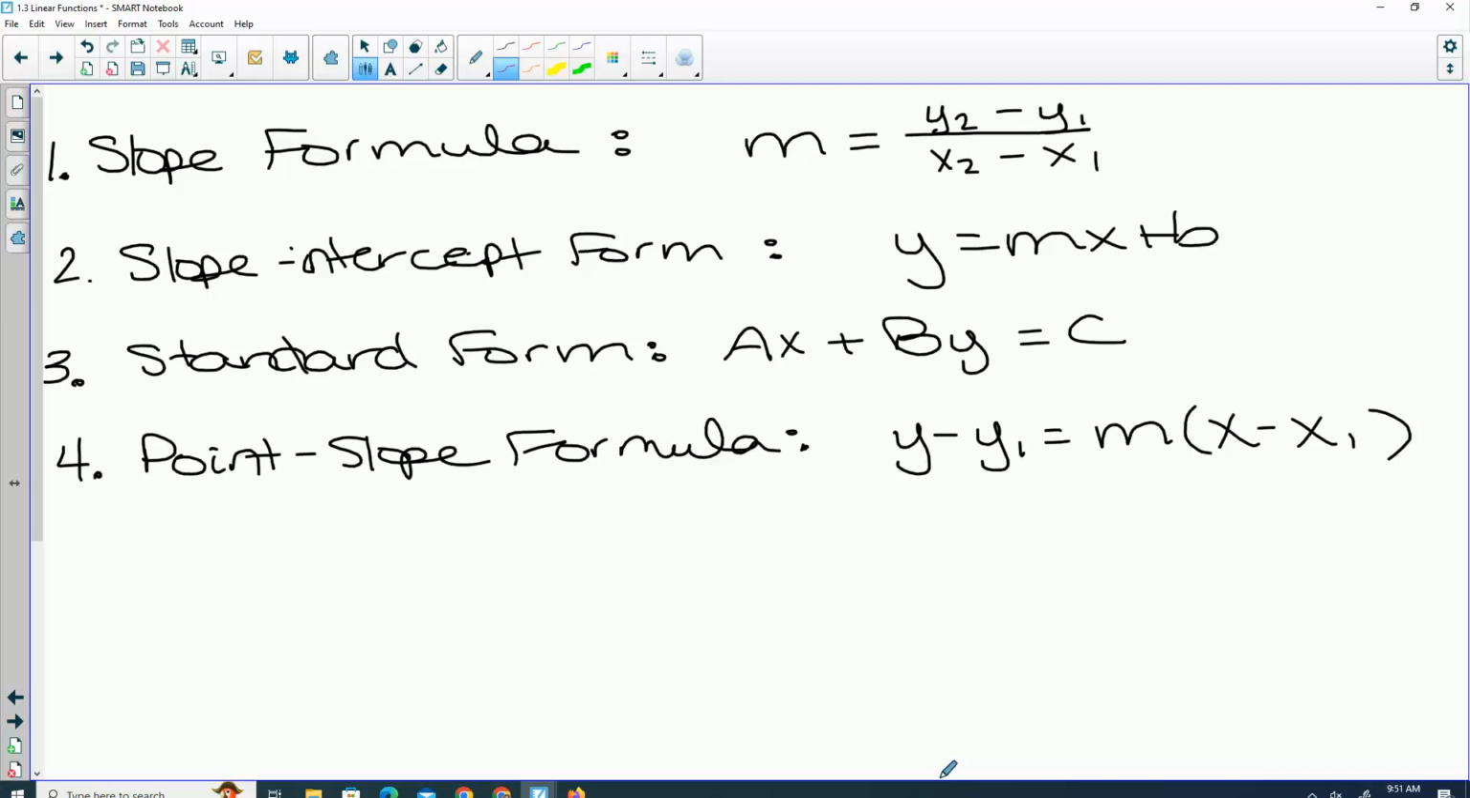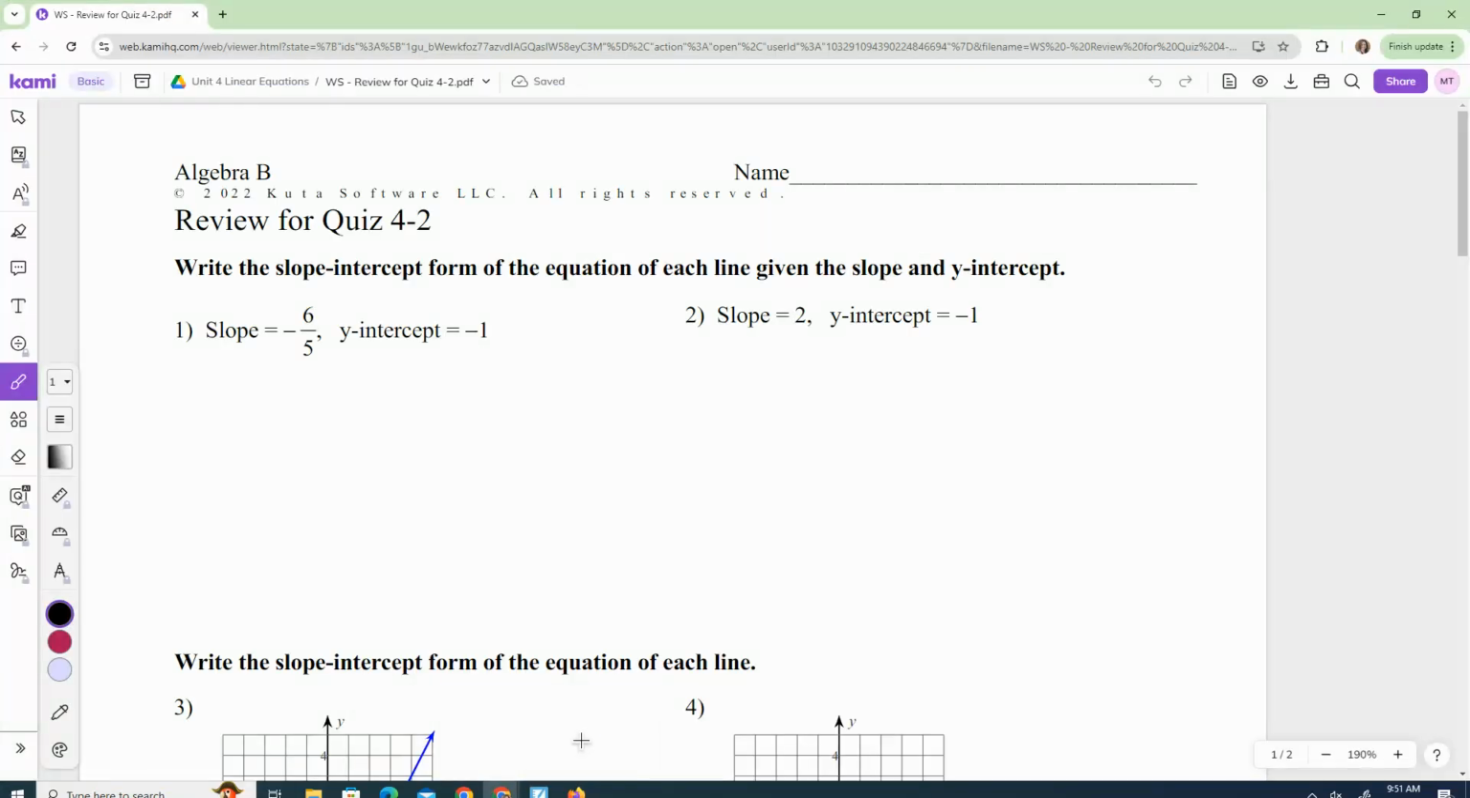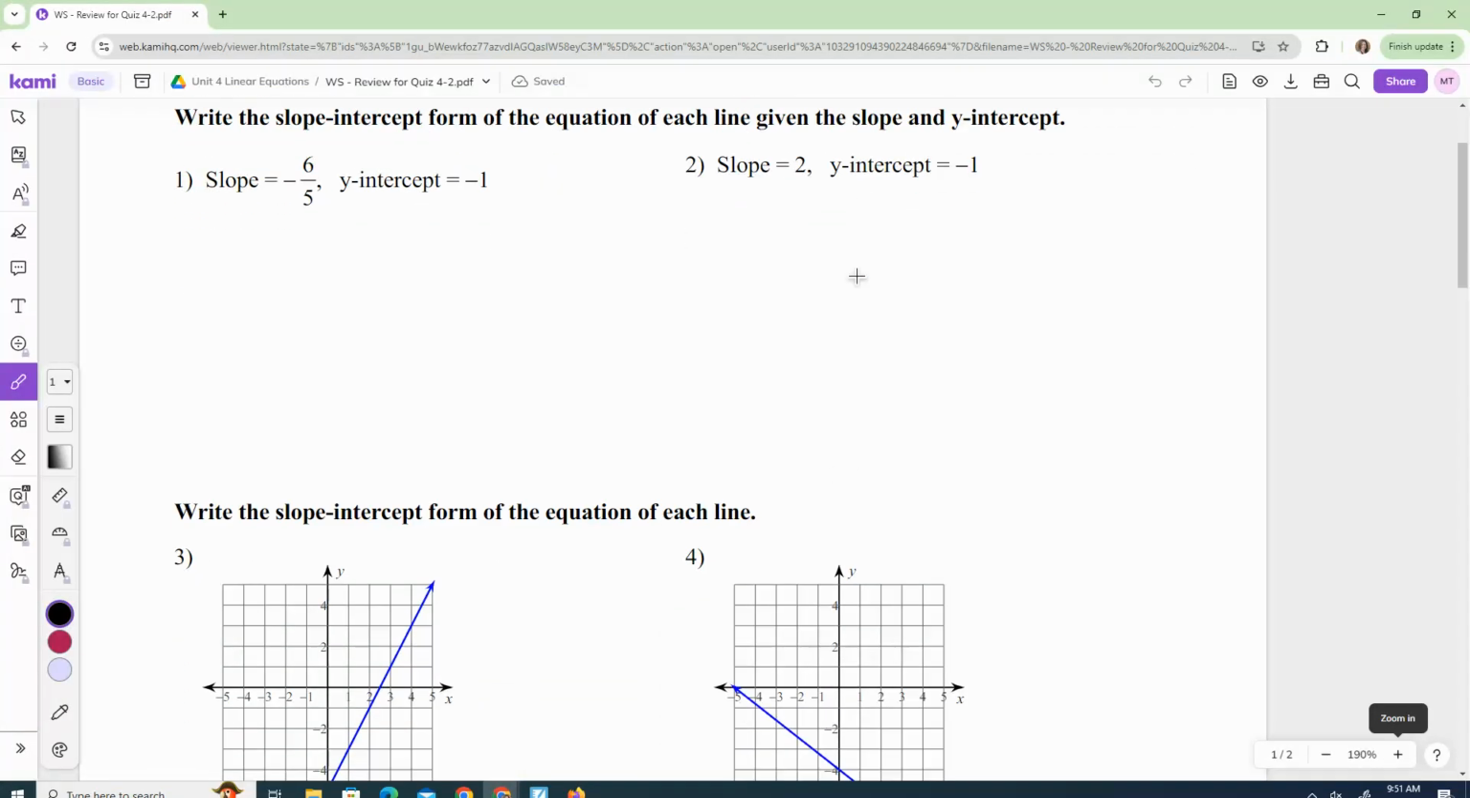Any questions about that? Okay, then let's look at this handout. First questions on your quiz: I'm just going to ask you to write the equation in slope intercept form. I'm not going to do all these.